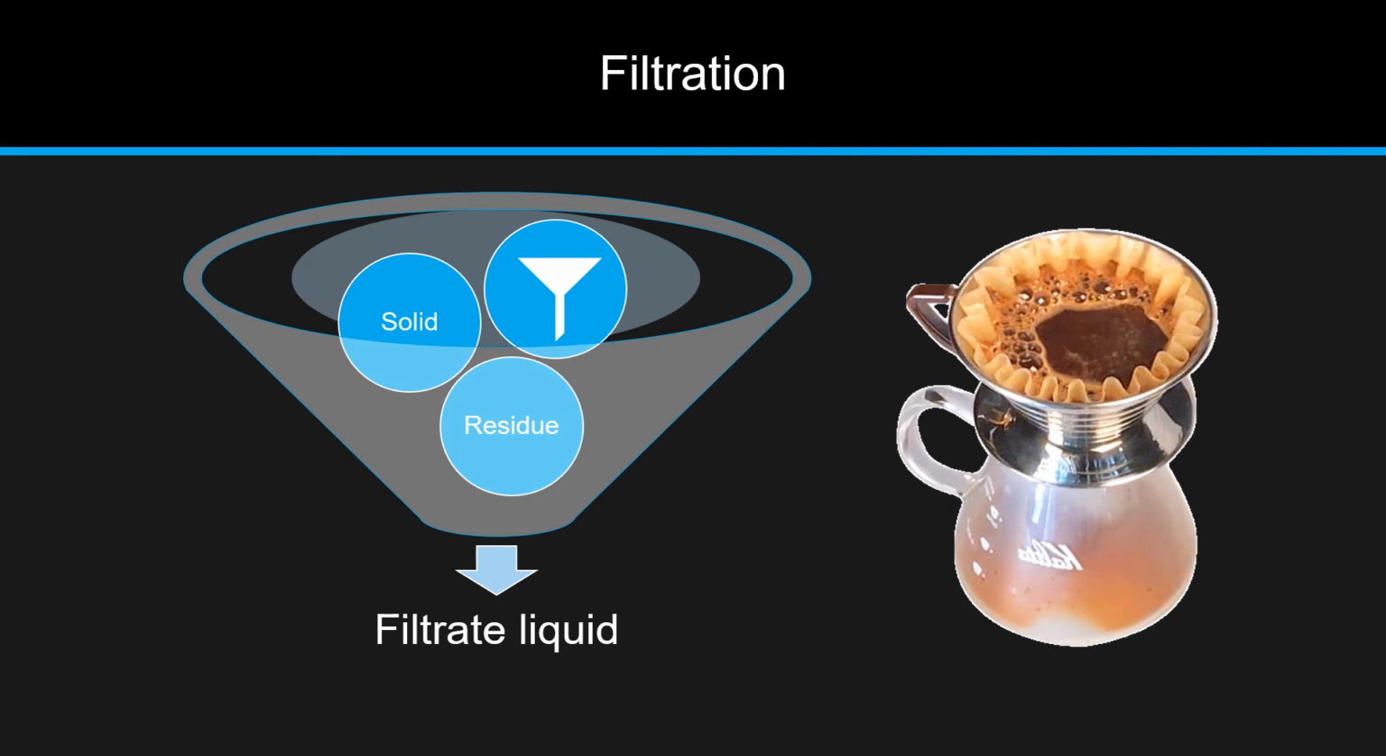Next is filtration. Filtration is a process used to separate solid materials from liquids or gases, using a filter medium that allows the fluid to pass through but not the solid. The term filtration applies whether the filter is mechanical, biological, or physical. The fluid that passes through the filter is called the filtrate.